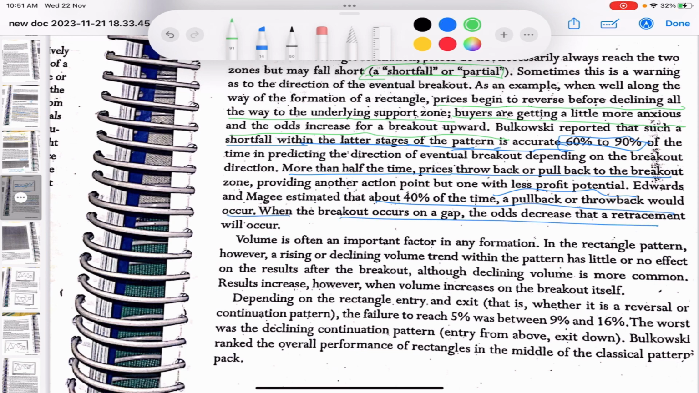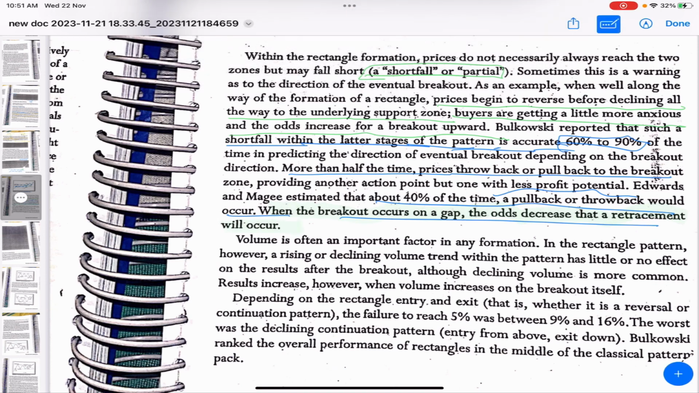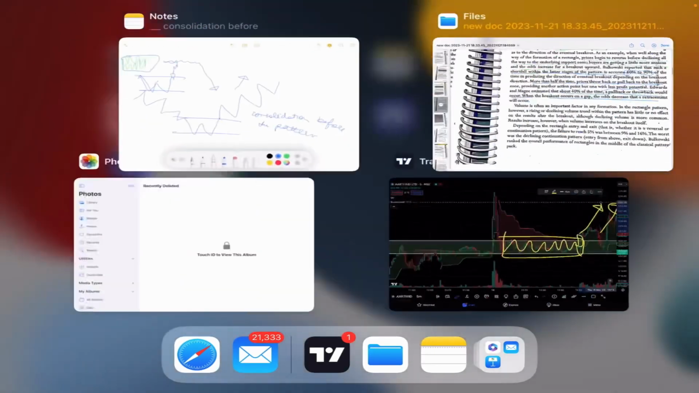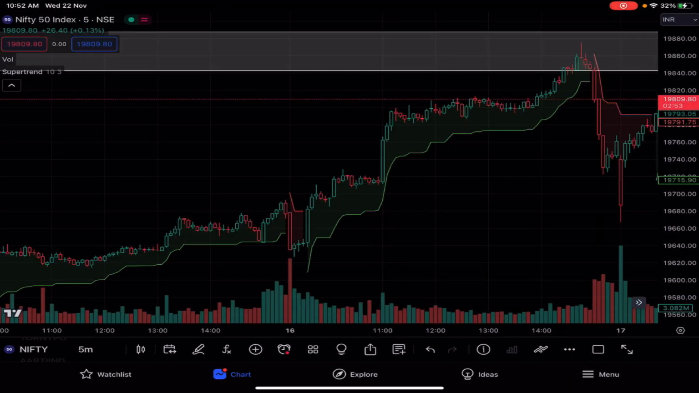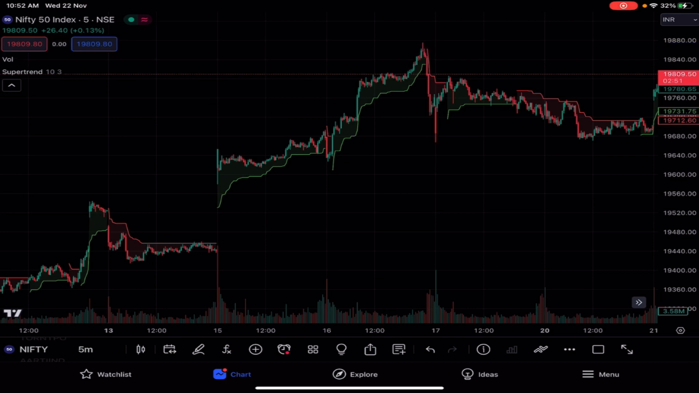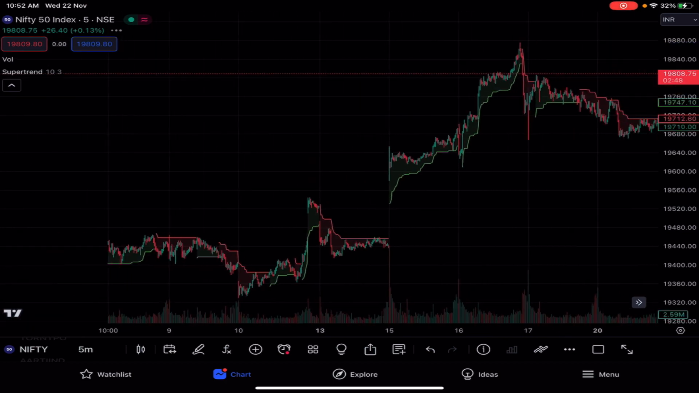Okay, one more thing to keep in mind: when a breakout occurs on a gap, the odds decrease that a retracement will occur. So, if a gap has already occurred, then you can't really be sure that a retracement will occur. Why? Because the gap itself acts like a support or resistance. For example, let's go here.